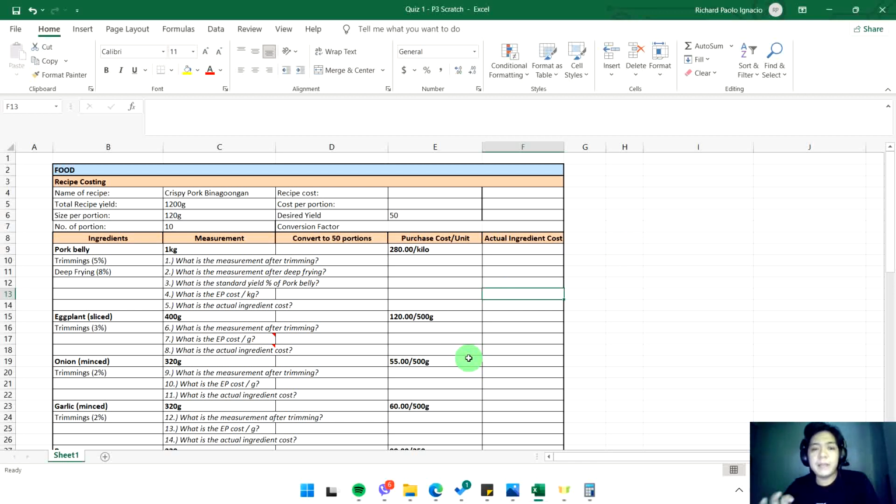Now, papahirapan na natin ng konti ang ating mga sarili. This recipe is only for 10 portions, 1,200 grams. 10 portions lang ang kailangan. 10 portions lang ang magagawa ng recipe na ito. Now, we need to quantify this recipe in order for us to have a desired yield of 50.